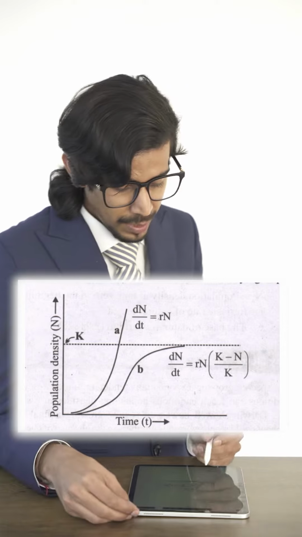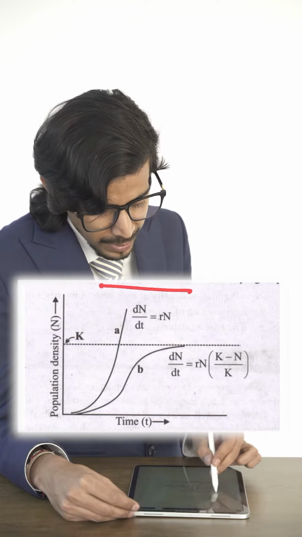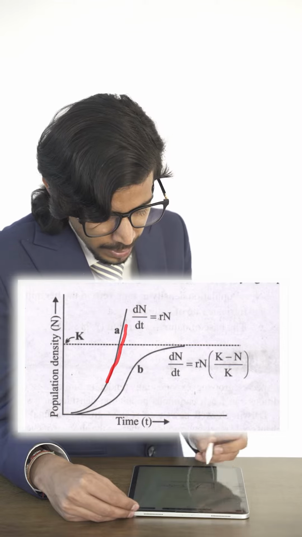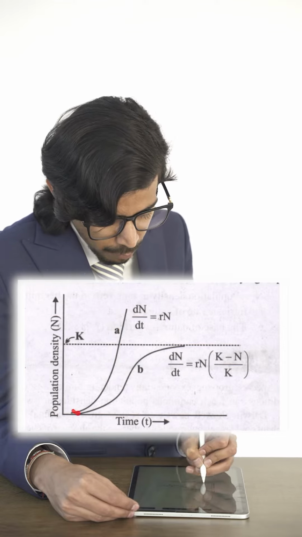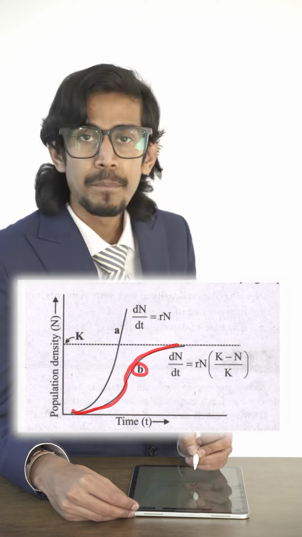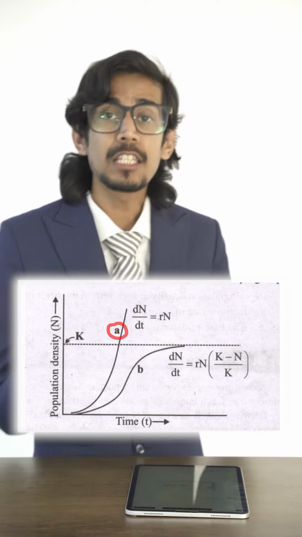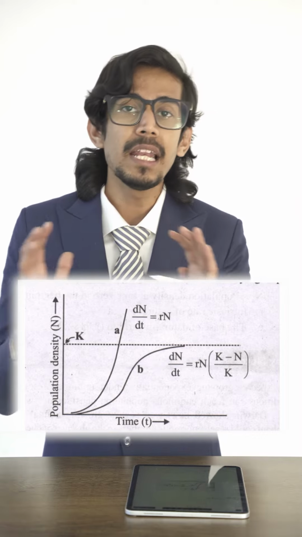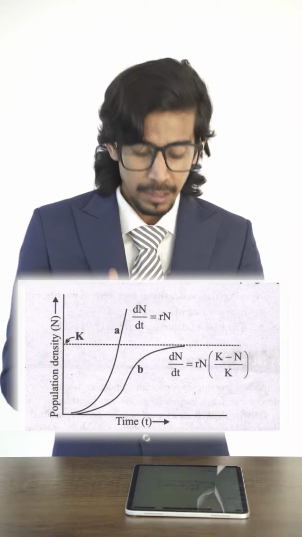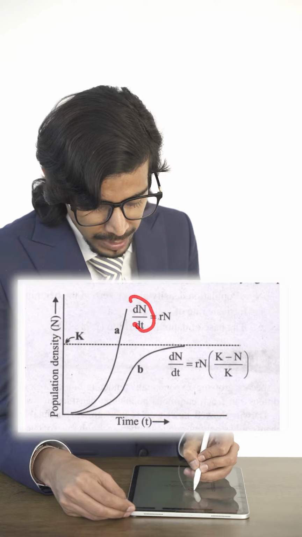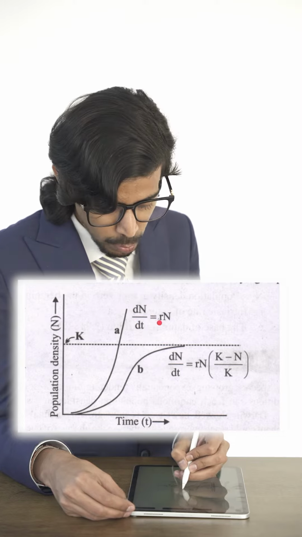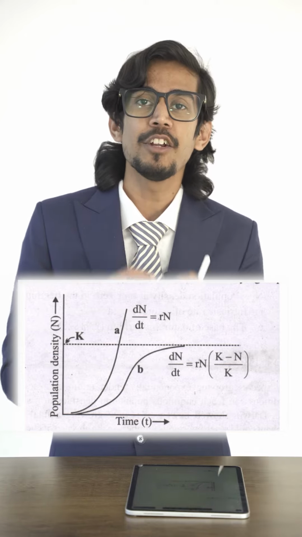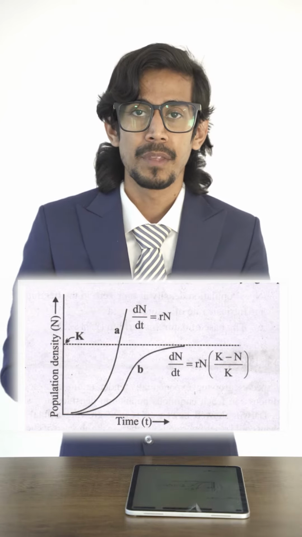So as you can see on your screen right now, this graph has two curves. One curve is called curve A and one curve is called curve B. Curve A represents exponential growth. Exponential growth takes place when there are unlimited resources, and the growth of population at that time is given by dN/dt = rN, where r is the intrinsic rate of natural increase, right?